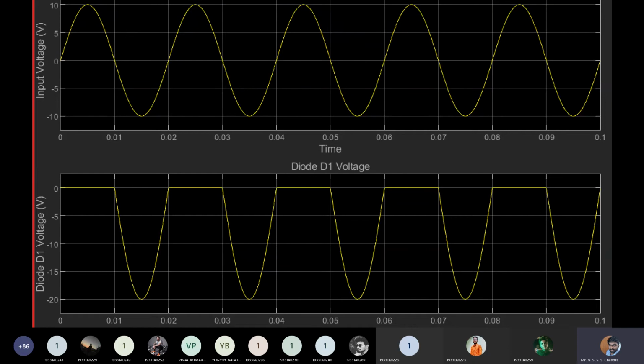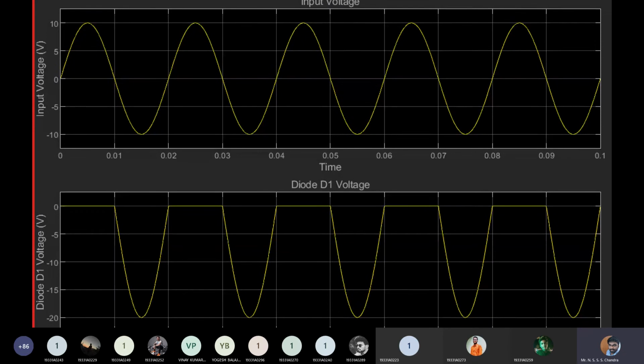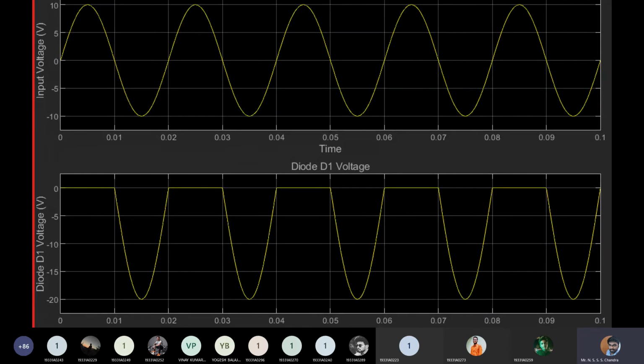Peak inverse voltage is the maximum voltage appearing across the diode in reverse bias, right? If you are giving a peak value of Vm, then the reverse biased diode is observing a voltage of minus 20 volts. That means your peak inverse voltage value is double the peak value, 2Vm. So the PIV value is equal to 2Vm.